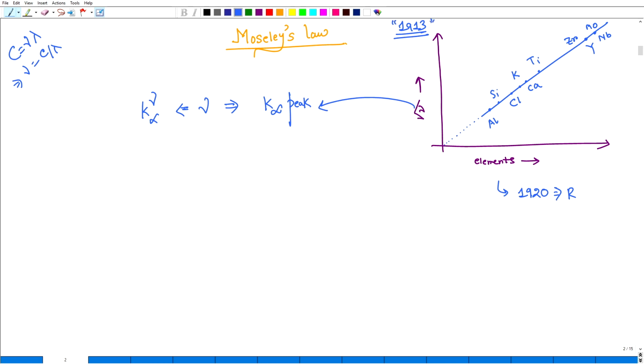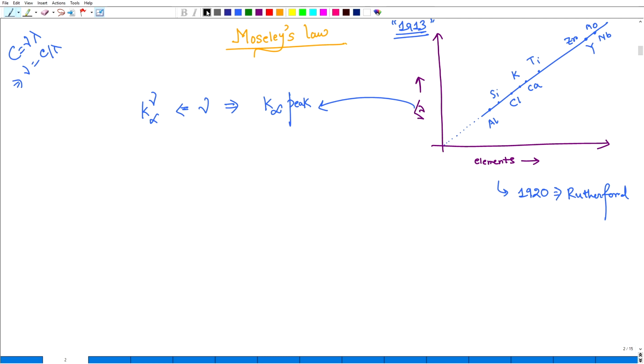Moseley obtained this result in 1920, and Rutherford explained this Moseley's curve, Moseley's plot, we can say. So this was explained by Rutherford. Okay, so what was the logic, what was the explanation given by Rutherford? Let me write it, then we will explain.